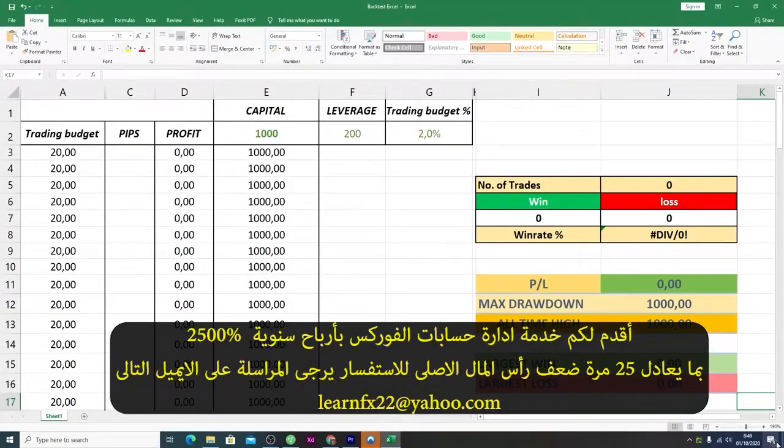For backtesting, I'm using this Excel sheet. You can download it free with the full instructions, link in the description below. I'll start with a capital of $1,000 using 200 times leverage per trade. However, on each trade, I'm only risking 2% of my total capital. So without further ado, let's start backtesting.